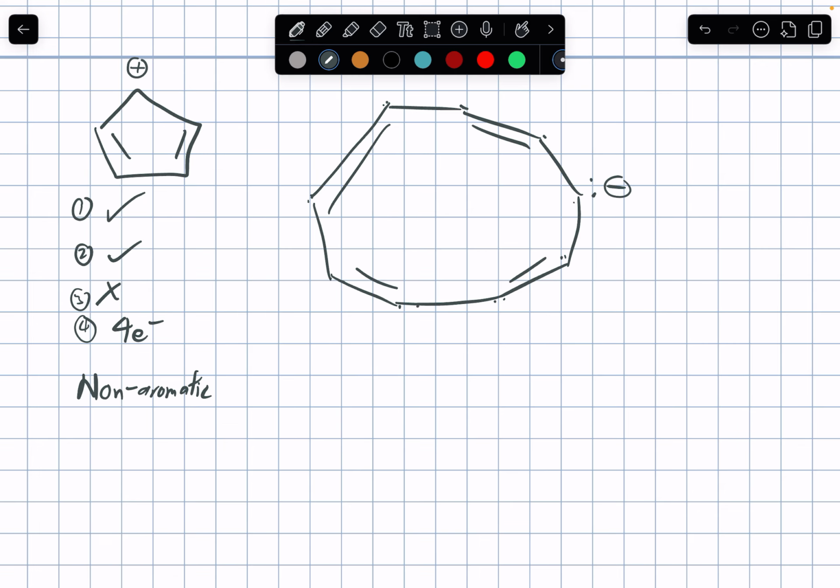How about this? This is not completely conjugated, no? There's a gap over here. Is it planar? I think so. Does it follow Huckel's rule? It does. 10 electrons, including these. Cyclic, yep. Let me ask something.